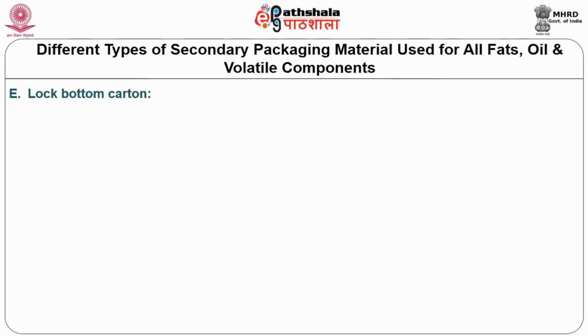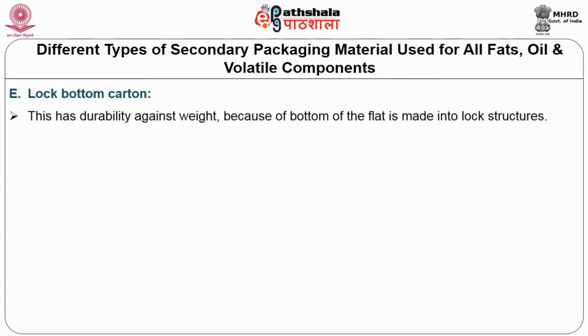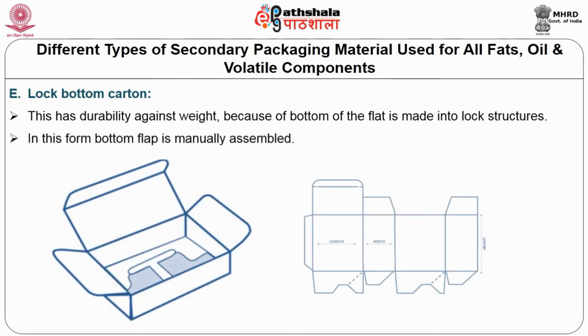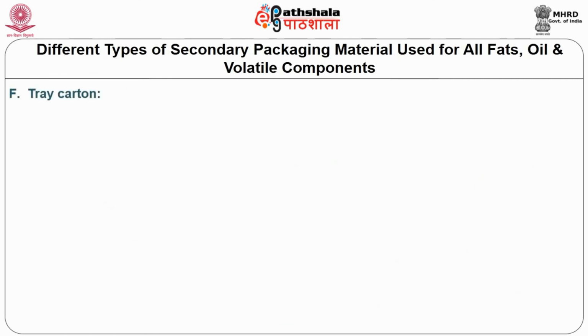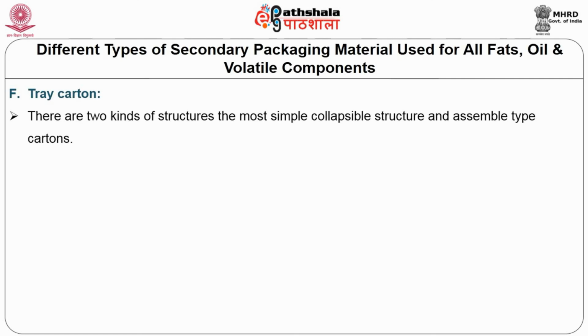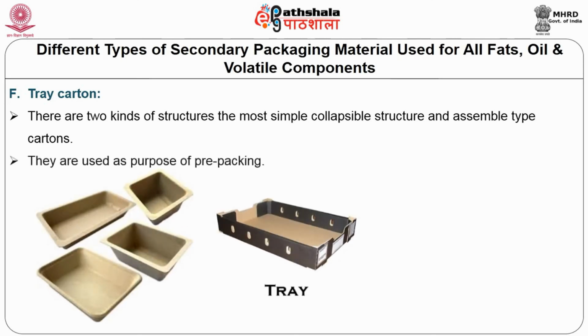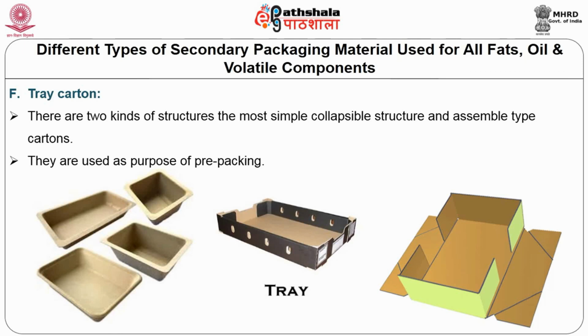Lock bottom cartons is the next type of secondary packaging. This has durability against weight because the bottom of the flap is made into lock structures. In this form, bottom flap is manually assembled. Tray carton is the widely used type of secondary packaging. There are two kinds of structures, the most simple collapsible structure and assembled type cartons. They are used for pre-packing.